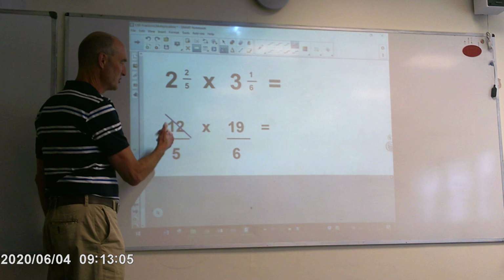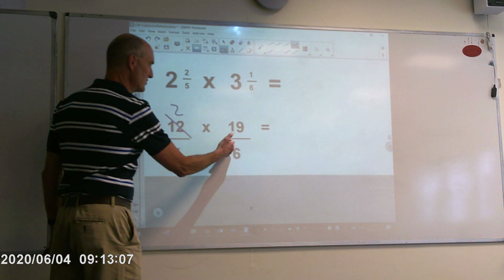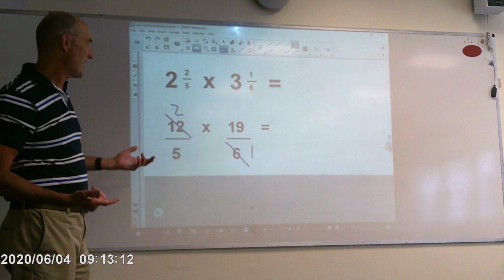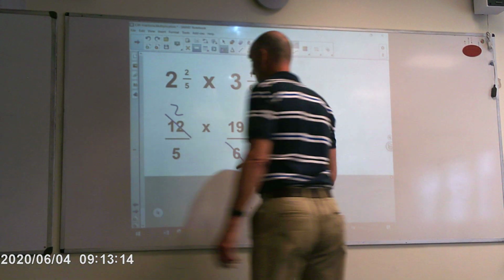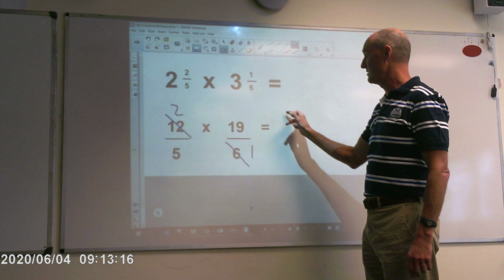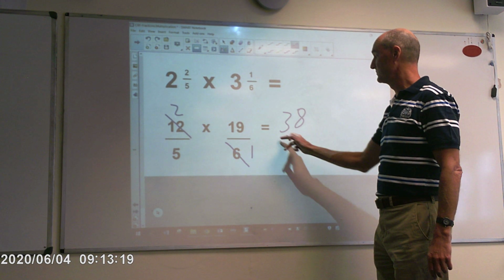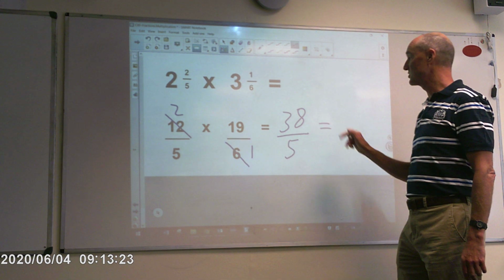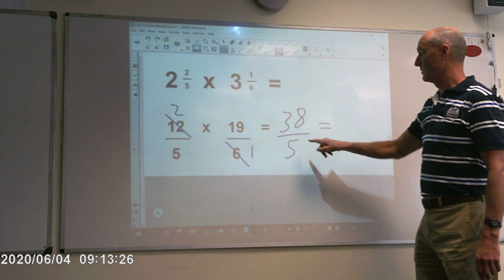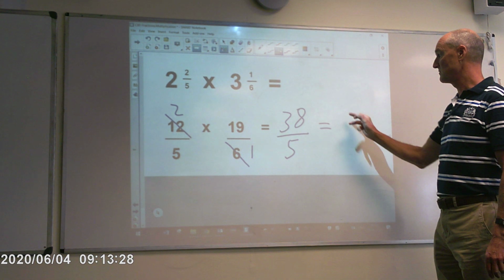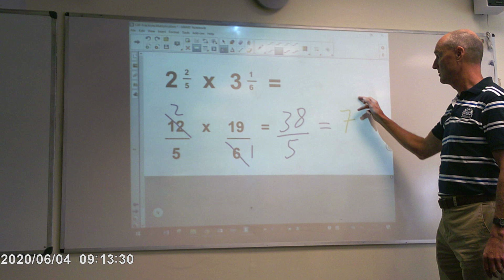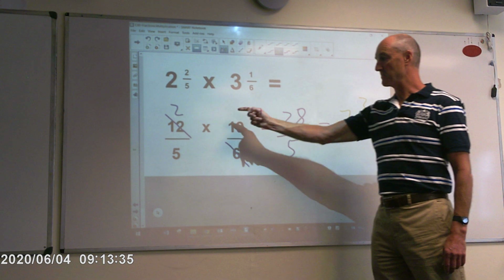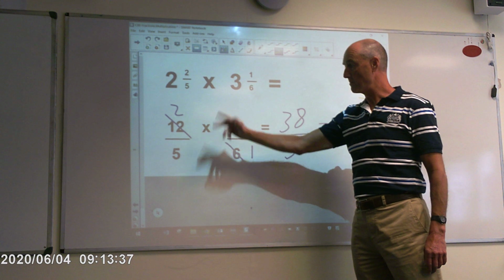6 goes into 12 2 times. 6 goes into 6 1 time. That now makes our calculation a lot easier. 2 times 19 gives me 38. 5 times 1 gives me 5. Can we simplify that? 5 goes into 38 7 whole times and 3 fifths. You can cancel between top and bottom.